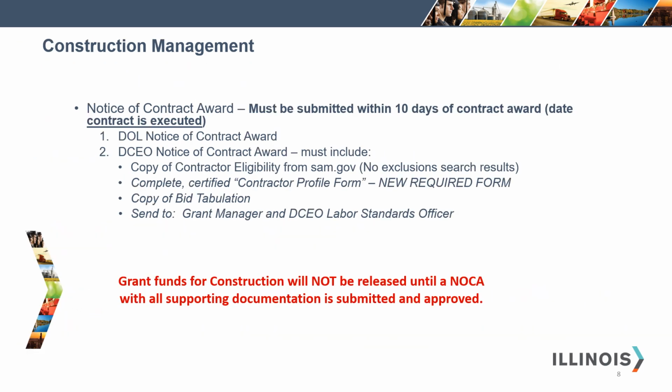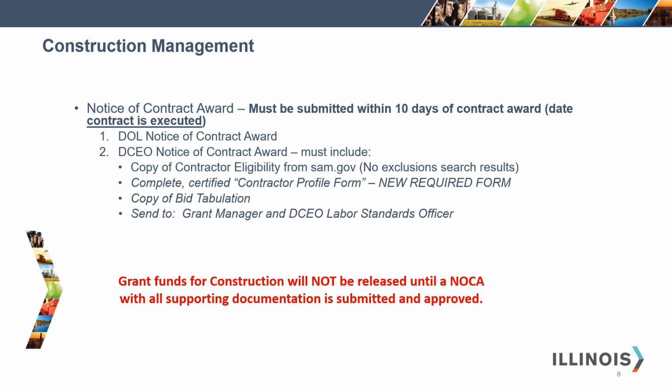Submission of the Notice of Contract Awards. The Notice of Contract Award must be submitted within 10 days of the contract award. The contract award is the date the contract is executed. You must submit the DOL Notice of Contract Award to the U.S. Department of Labor. The website or email address is listed on the form.